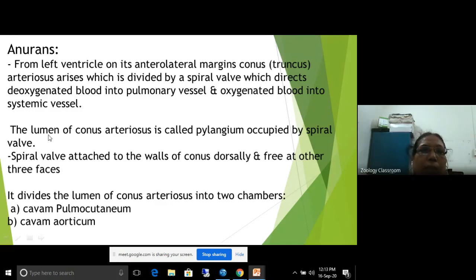to body parts. The internal lumen of the conus arteriosus is called the phalangium, where the spiral wall is present. The spiral wall is attached to the dorsal side and free on the other three faces, and this divides the cavum pulmocutaneum and the cavum aorticum. We see this in the diagram also.